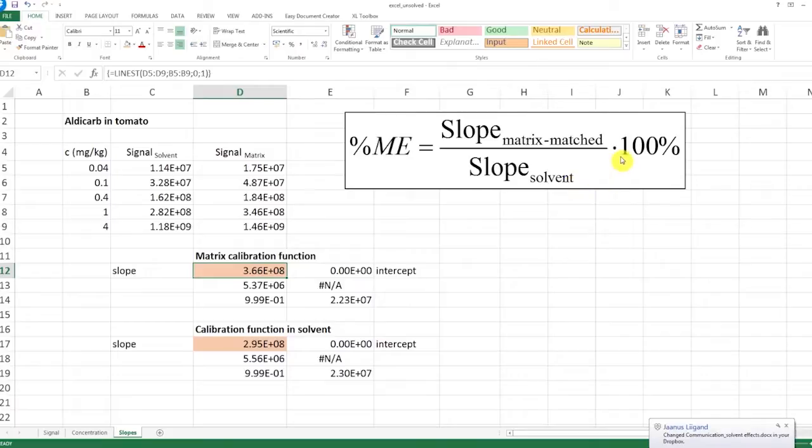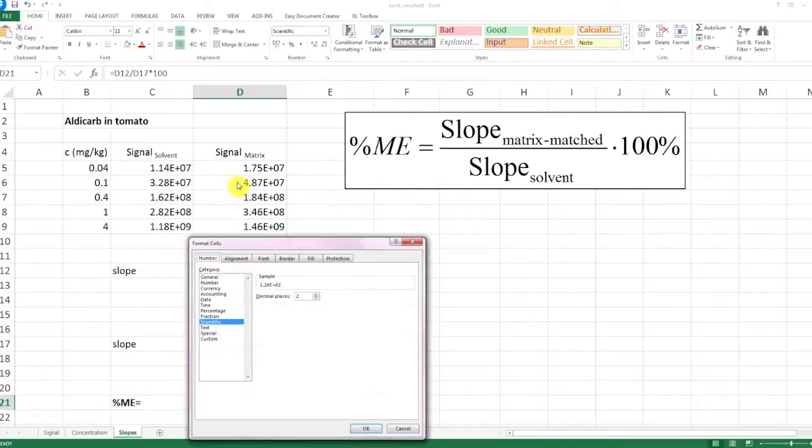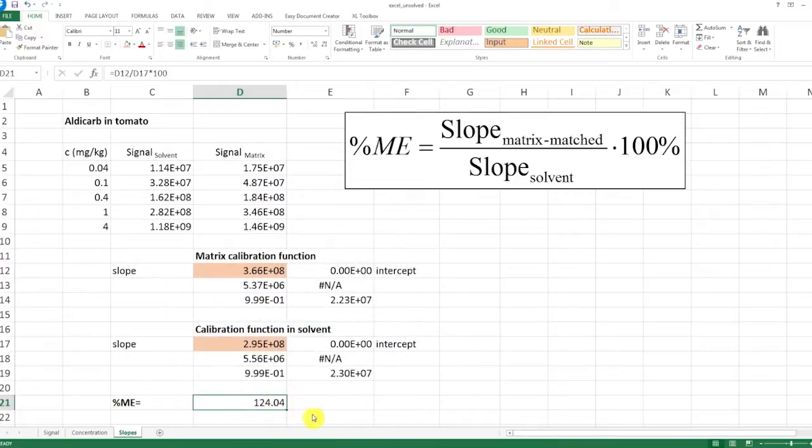And now we can directly apply this matrix effect calculation model. To get the matrix effect, we need to take the calibration function that has been obtained from matrix spiked samples and divide it by the calibration function that we have obtained from solvent. And now when we multiply this by 100%, we can see what the matrix effect value is. It turns out that in this case, the matrix effect value is 124%, meaning that in this concentration range, ionization enhancement occurs.